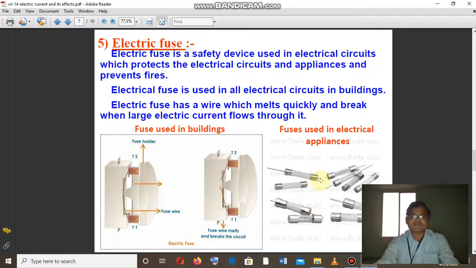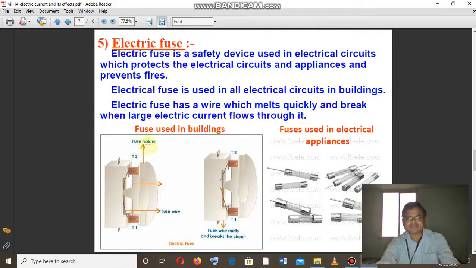Next, we are going to discuss electric fuse. Electric fuse is a safety device used in electrical circuits which protects the electrical circuit and appliances and prevents fire. Electric fuse is used in all electrical circuits in buildings. Electric fuse has a wire which melts quickly and breaks when a large electric current flows through it.